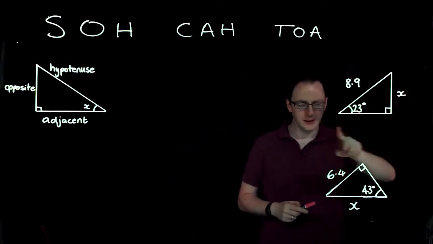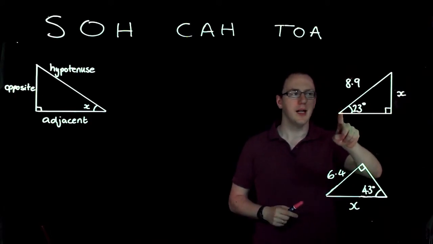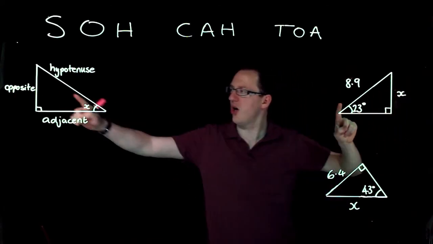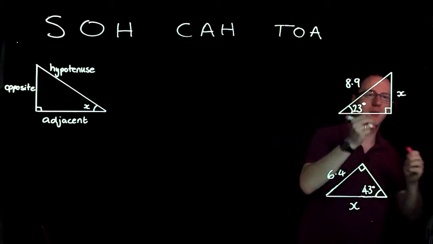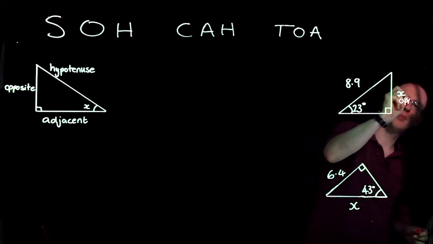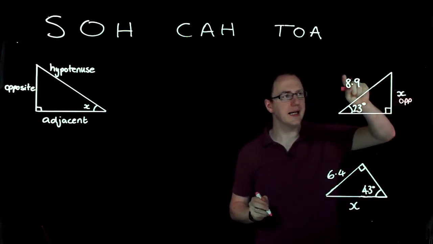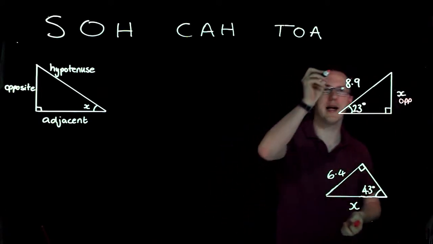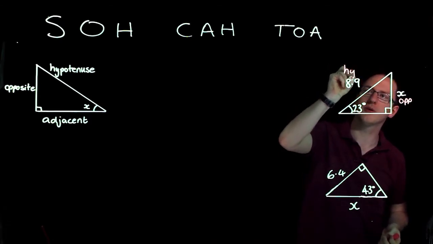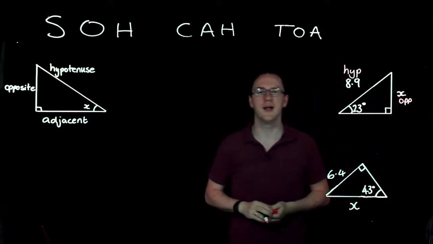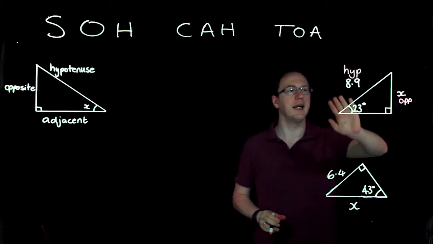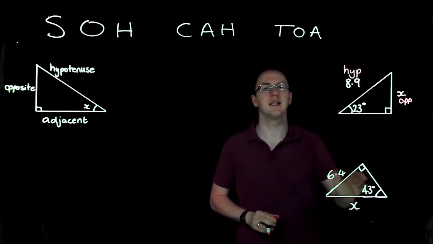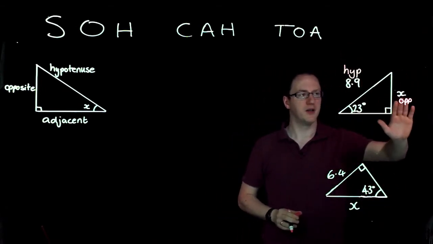So here's my angle, and relative to my angle, this is the opposite. It's opposite the angle I'm talking about, so I'm going to label this as opposite. And this side is opposite the right angle. When we know the side, it's always opposite the right angle, it's called the hypotenuse. I'm just going to write the first three letters. I don't have to write it all out. So the side I know is the hypotenuse, and the side I don't know, that I'm trying to find out, is the opposite.